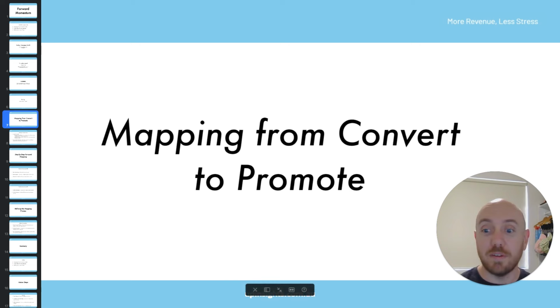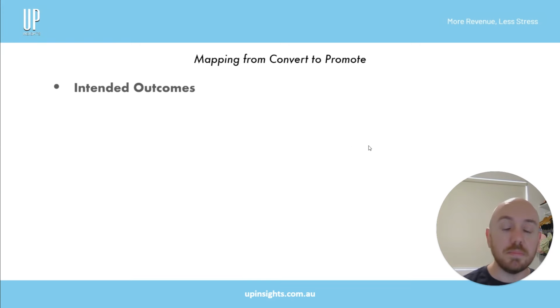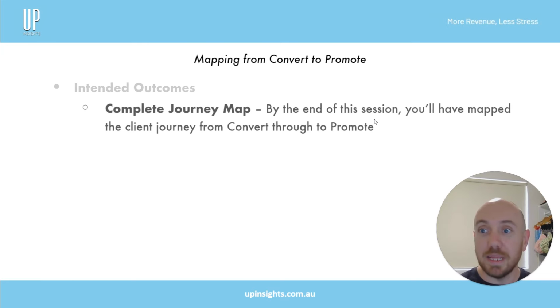So, mapping from convert through to promote. Here are our intended outcomes for this session. We want a complete journey map. So by the end of this session, you'll have mapped the client journey from convert through to promote. And because we've already mapped from convert back to aware, we'll actually have a complete map. I know you're thinking we're only halfway through, and that's true. This is only lesson 4 of 8. But we'll have a finalized map, which I suppose you could use. After this, we're going to start looking at refining it more, digging into it, making it as good as it can possibly be, making it the best journey map we can come up with.